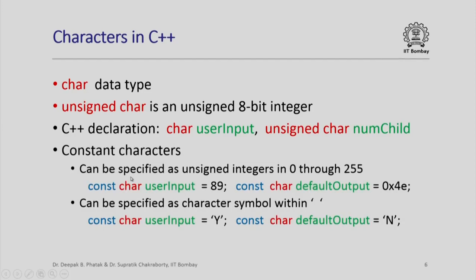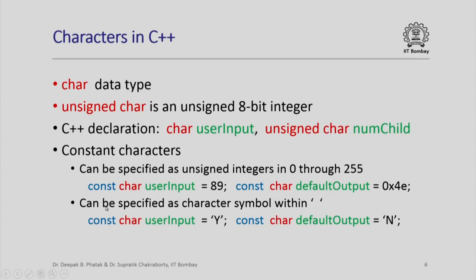Constant characters can either be specified as unsigned integers in 0 through 255. So for example, you could say const char user input is the decimal 89, basically the character which is encoded by the decimal number 89, or const char default output is the character which is encoded by the hexadecimal number 4E. We have already studied hexadecimal representation in an earlier lecture.